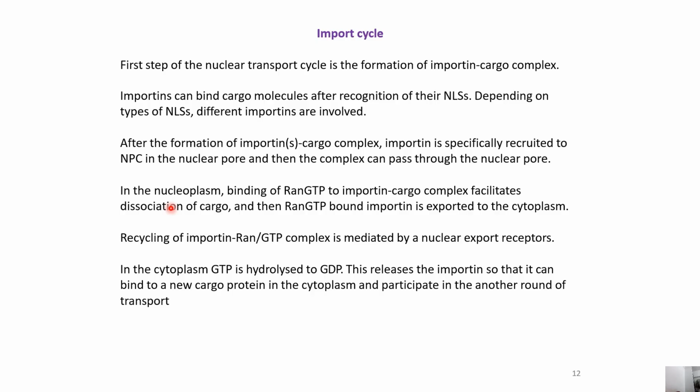In the nucleoplasm, binding of RAN-GTP to the importin-cargo complex facilitates dissociation of cargo, and then the RAN-GTP bound importin is exported to the cytoplasm. Recycling of the importin RAN-GTP complex is mediated by nuclear export receptors. In the cytoplasm, RAN-GTP is hydrolyzed to RAN-GDP. This releases the importin so that it can bind to a new cargo protein in the cytoplasm and participate in another round of transport.